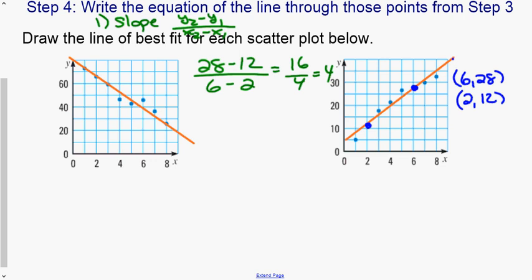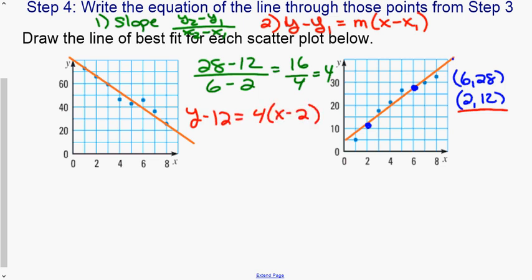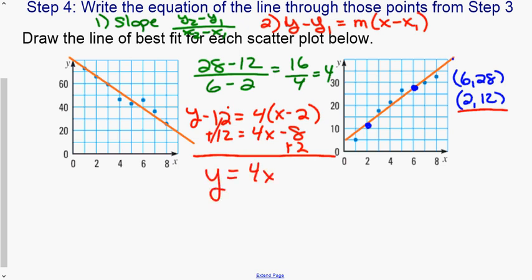Once you have the slope, we're going to use the point-slope formula, which some of you may remember is y minus y1 equals m times x minus x1. So you're going to pick one of the points. I'm just going to pick (2, 12). So I'm going to go y minus the y value equals our slope times x minus our x value. Distribute. Add the 12 over so that y is by itself. And you get y equals 4x plus 4. So that is the equation of that line that we drew.